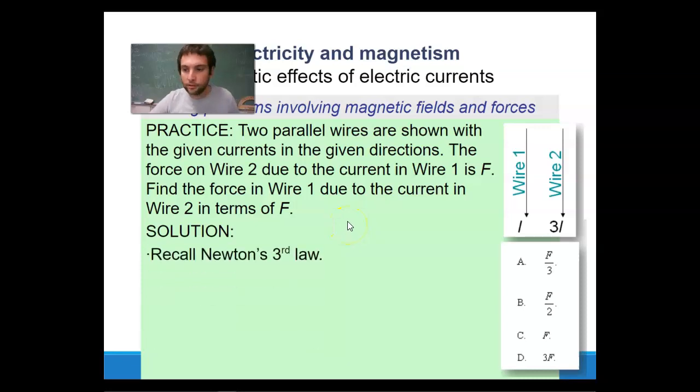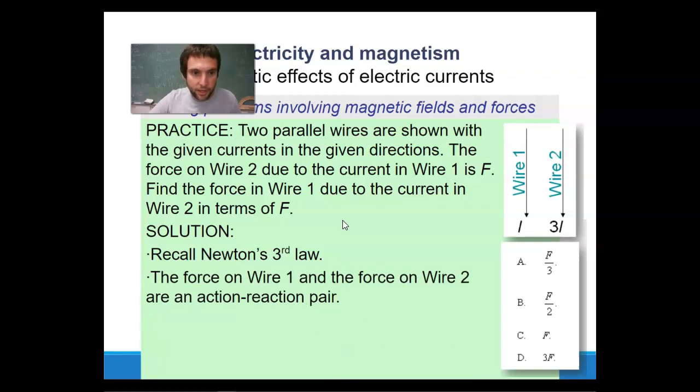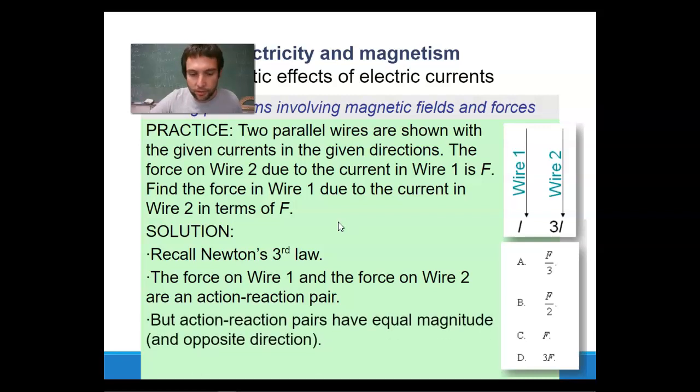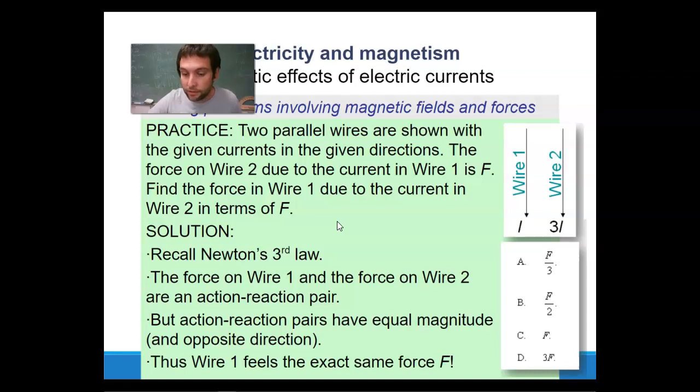Newton's third law, right? Object A exerts a force on object B, and object B exerts a force on object A, equal and opposite in direction. The force on wire 1 and the force on wire 2 are action-reaction pairs. But action-reaction pairs have equal magnitude and opposite direction. So wire 1 feels the same exact force, F. Boom. See?